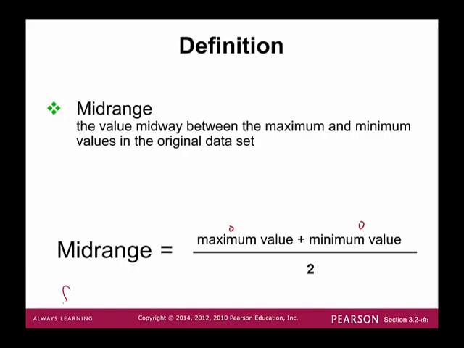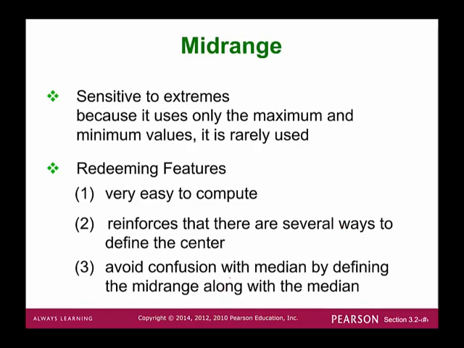Also, mid-range is very sensitive to the outlier, to the extreme value, because you are including the smallest value and the largest value in your data set. Those two could be potential outliers or extreme values. So that's why mid-range is very sensitive to the extreme values, because it only uses minimum and maximum values. And also it's very easy to compute the mid-range.